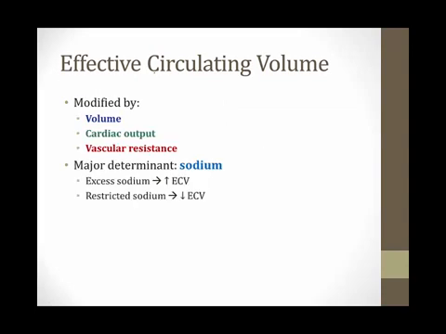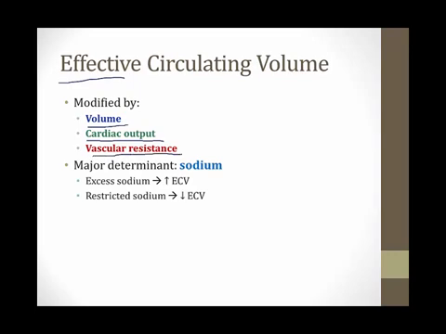The effective circulating volume in the body can be modified by three factors. First of all, it can be modified by the total volume of fluid in the body. Under normal circumstances, if you increase or decrease the total volume of fluid in the body, you similarly increase or decrease the effective circulating volume. This volume can also be modified by cardiac output. If you raise your cardiac output, you will increase your effective circulating volume even though there is no change in total body fluid. This is because the fluid in the arterial system is more effective at perfusing tissues when the cardiac output is higher.